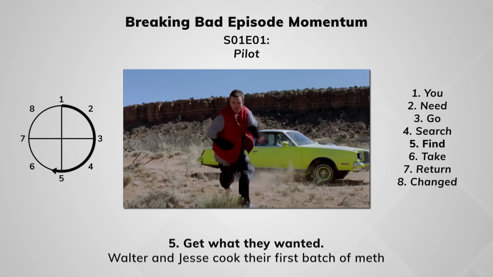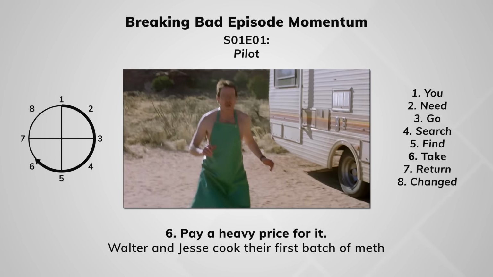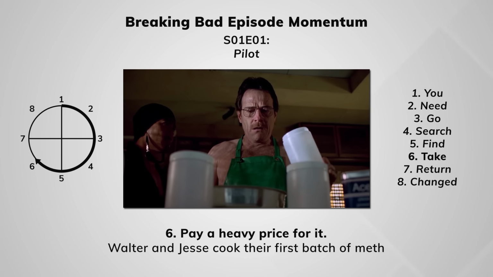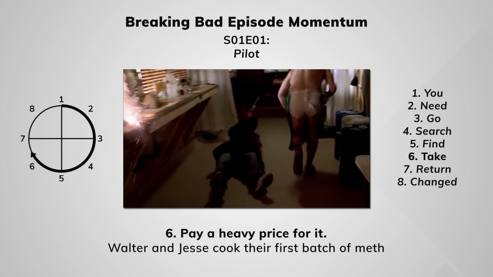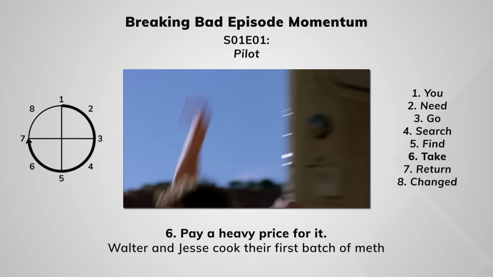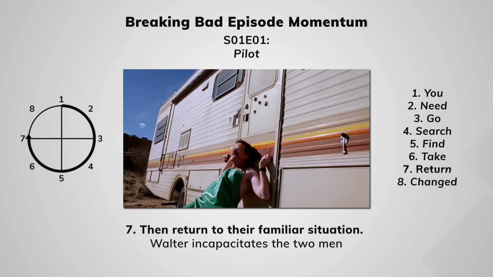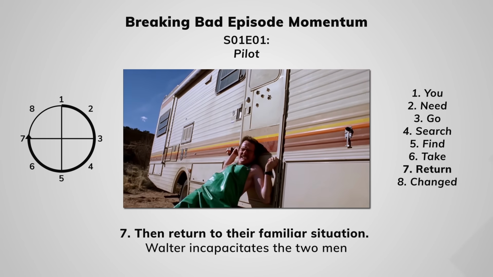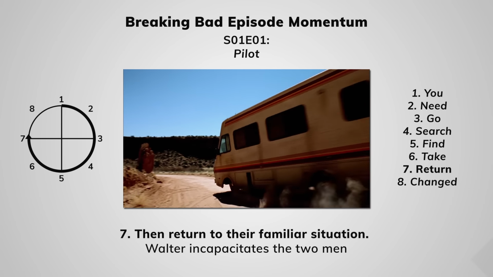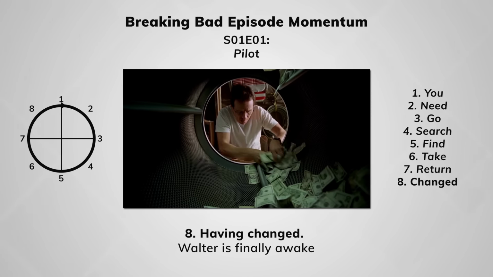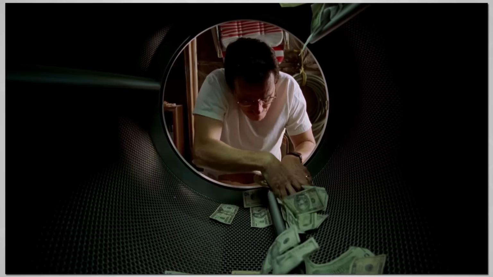comes at a cost. The 2 drug dealers Jesse tries to sell to end up trying to kill Walter and Jesse. Walter incapacitates the 2 men and they leave the scene, ending the conflict of the episode. Walter has changed. He has taken his first real step into his new belief system.